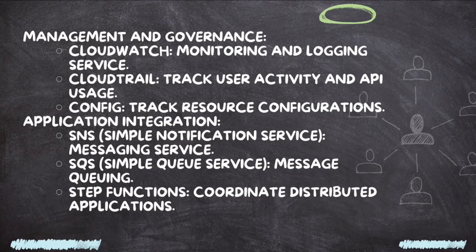Then we have management and governance. Just like I said from the beginning, AWS offers a lot of services, and it also helps the government too. Now, in management and governance, the first one we have is CloudWatch, a monitoring and logging service. It is used worldwide, not just in AWS, but also in other services online. Then we have CloudTrail, which is used to track user activity and API usage. Then we have Config, which tracks resource configurations.